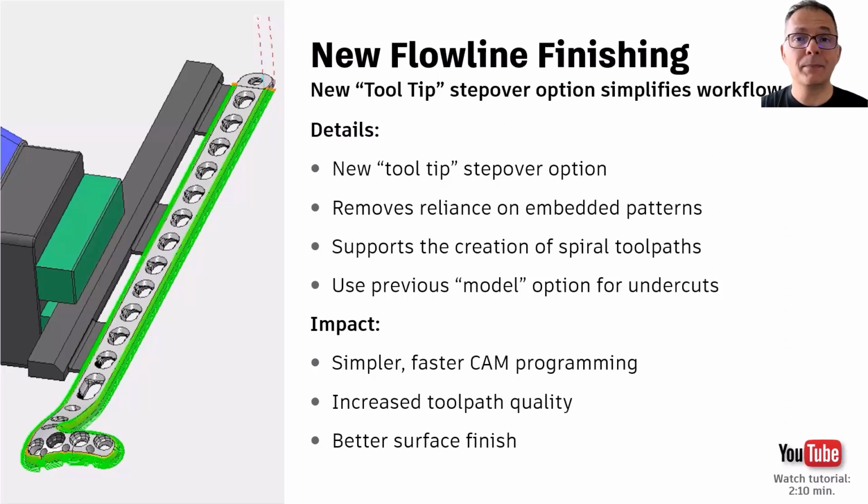Now, whilst you don't need an embedded pattern, we still need to define a pattern that contains 2 pieces of geometry. An additional benefit here is that the tooltip stepover option supports the creation of spiral toolpaths, meaning you can create toolpaths with fewer lead in and lead out moves that can leave witness marks on your machined parts. It's also worth noting that this new option does not yet support the machining of undercuts, and so the previous option, which is called model stepover, should be used in these cases.